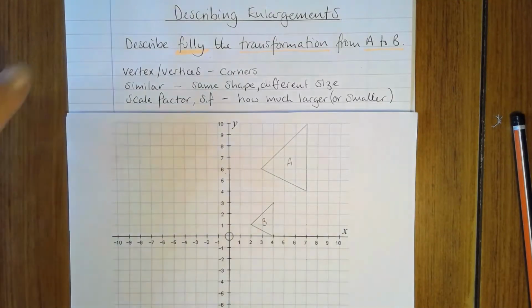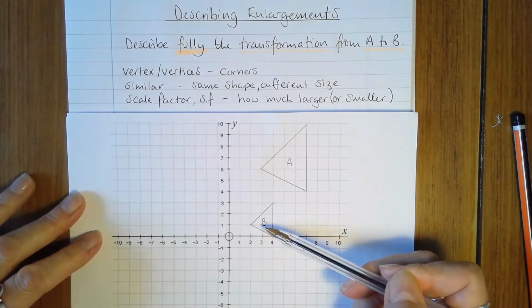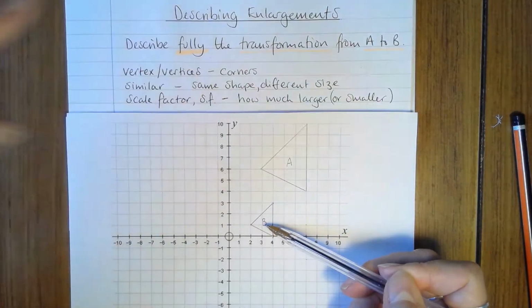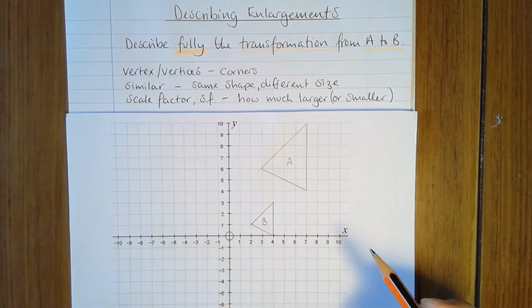In this question, you're asked to describe fully the transformation from A to B. From A to B, not the other way around, and fully meaning there's more than one part to your description. You must describe all parts in order to get full marks if you're in an exam.